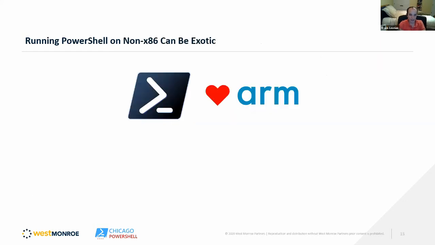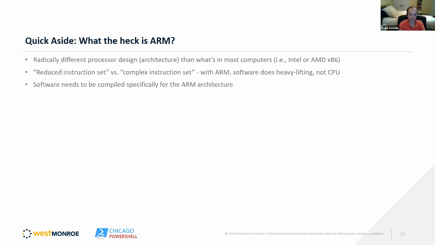So the other thing that's exotic is running PowerShell on non-x86 systems, and specifically running it on ARM systems. Some of you might be like, what the heck is ARM? ARM is a drastically different CPU architecture than probably what most of you are used to. The processors in most of your computers are derived from Intel x86 architecture, and of course, AMD has an adopted variant of that, right? But it's kind of the same systems architecture that's been in mainstream use for decades. I mean, it's by far the most common.